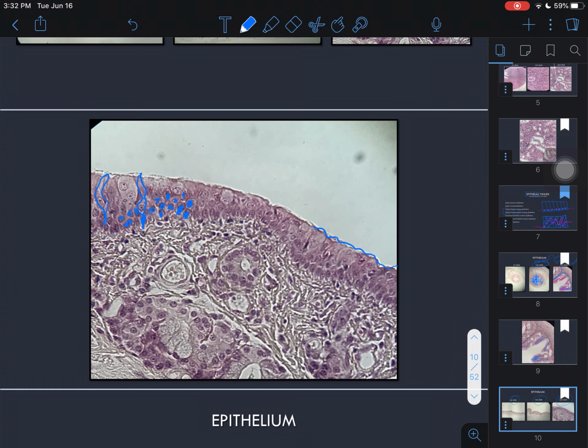Across the top of these, you can see these little, it looks like ants running across a log, right? Those are actually the cilia on the pseudostratified, the ciliated pseudostratified columnar epithelium.